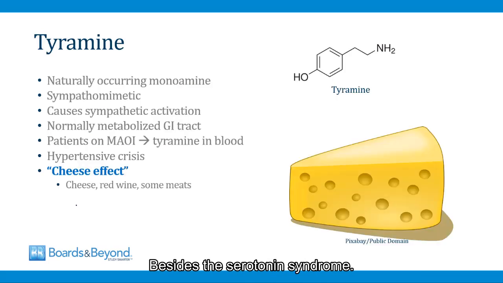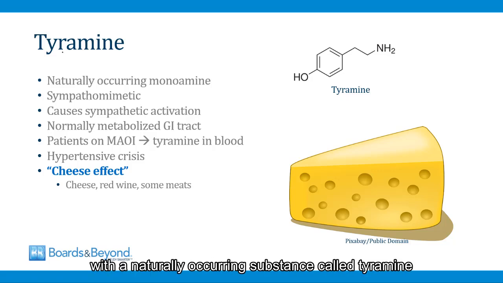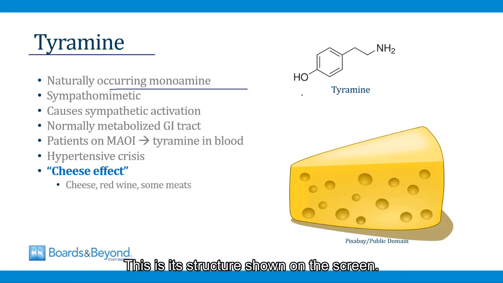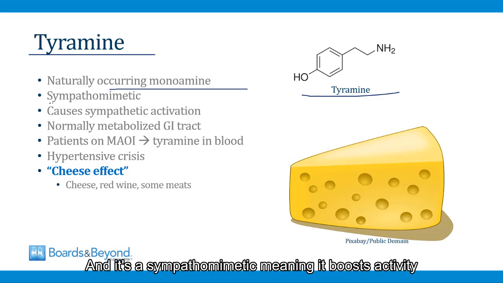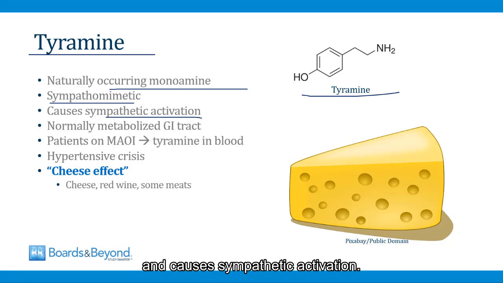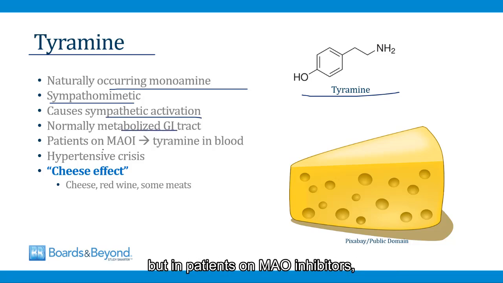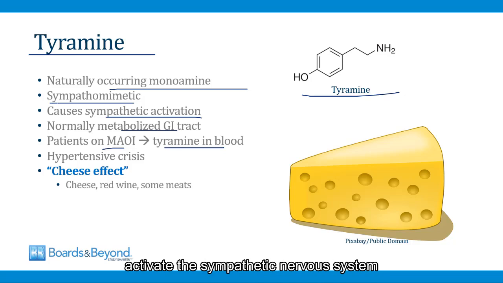Besides the serotonin syndrome, another major downside of MAO inhibitors is that they interact with a naturally occurring substance called tyramine to potentially cause life-threatening hypertension. Tyramine is a naturally occurring monoamine. This is its structure shown on the screen. And it's a sympathomimetic, meaning it boosts activity of the sympathetic nervous system and causes sympathetic activation.